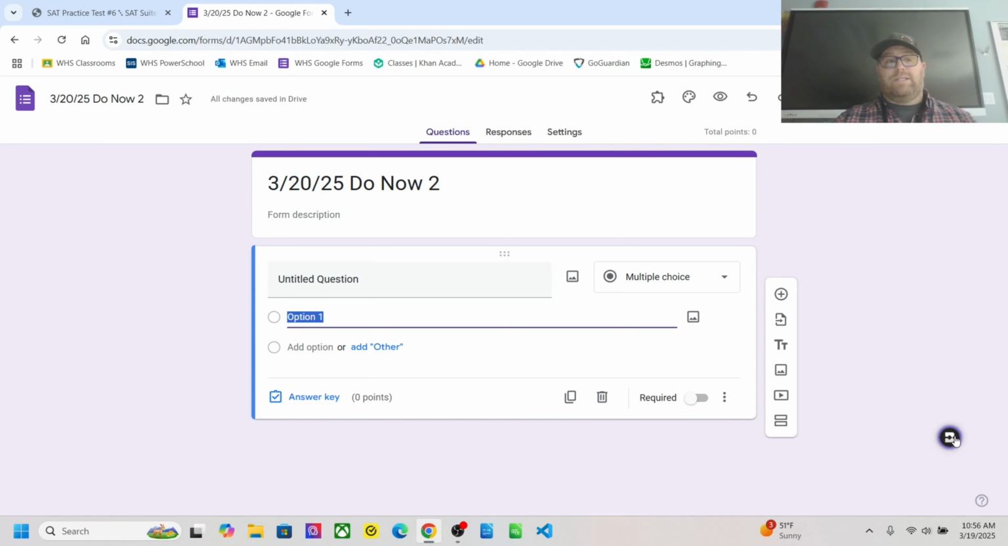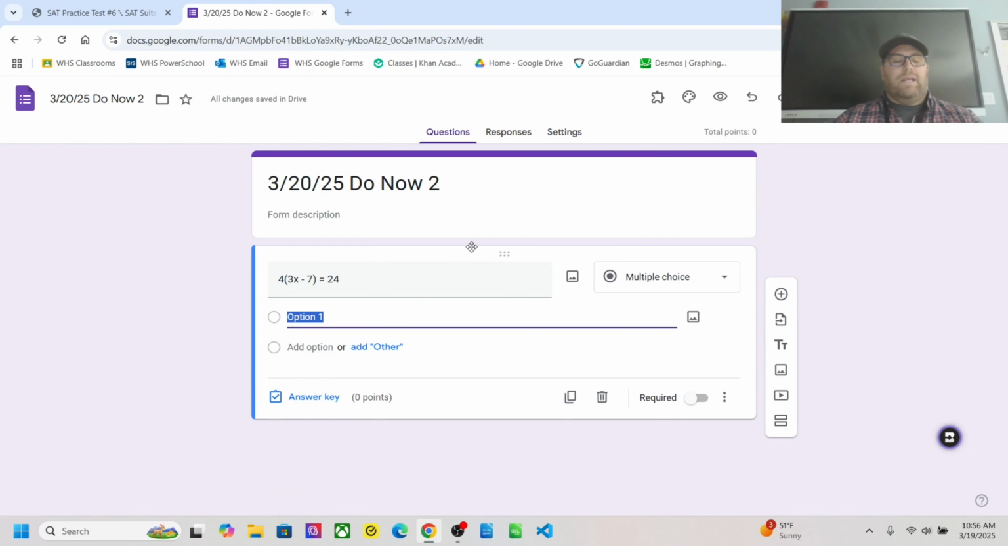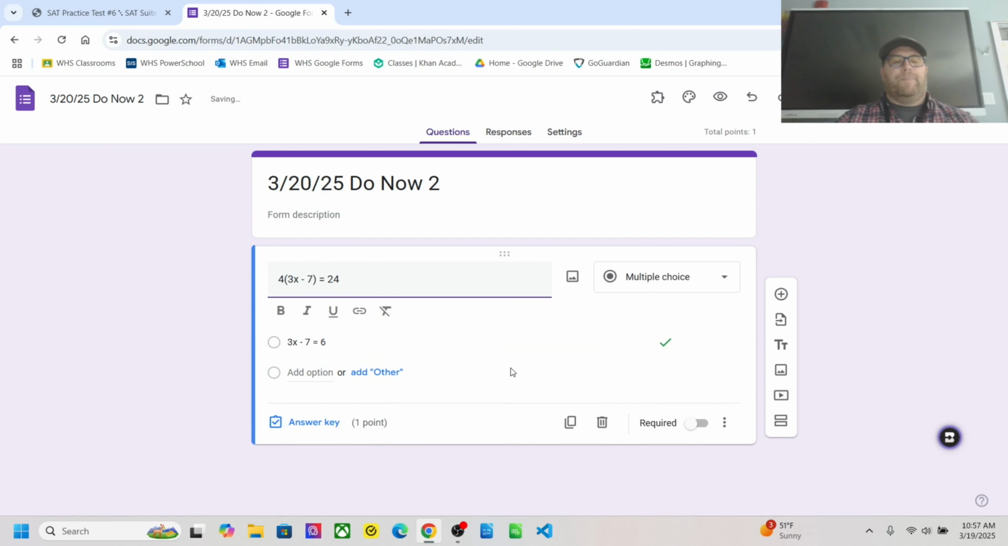Another thing I could use is Brisk It AI, which is something we've been using. But if I just want to create a question like this, I could do, let's say, 4 times 3x minus 7 equals, let's do 24. So I just made that up. If I divided both sides by 4, I'd get 3x minus 7 equals 6. So that would be my correct solution. So let me go in my answer key, make sure I mark that as correct, and give a point value. Let's give a point value of 1 here.